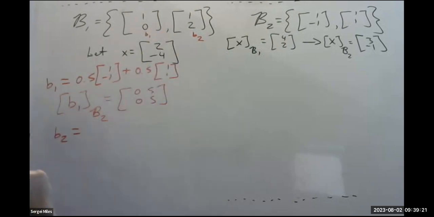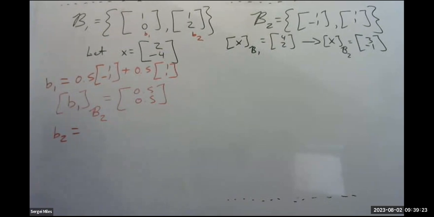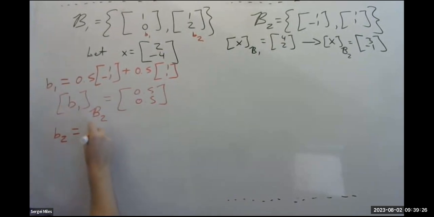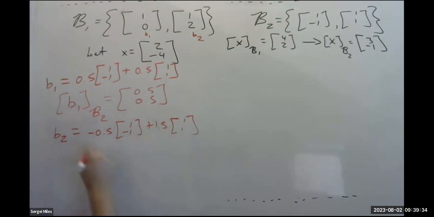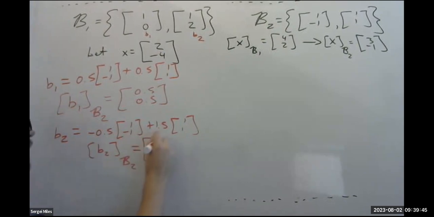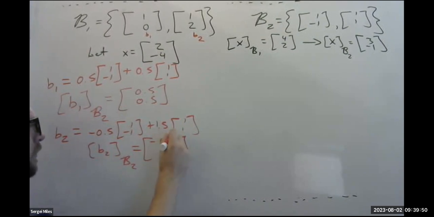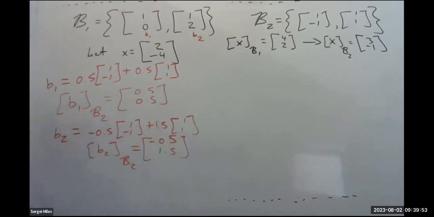Similarly, what about b2? That's the second vector of the first basis. Well, b2 can be rewritten as negative 0.5 times (1, -1) plus 1.5 times (1, 1). And so b2 rewritten in terms of the second basis, the B2 coordinate vector of b2, is equal to (-0.5, 1.5). All right, so make sure you understand this little step here, because this is going to help us answer the question in just a moment.